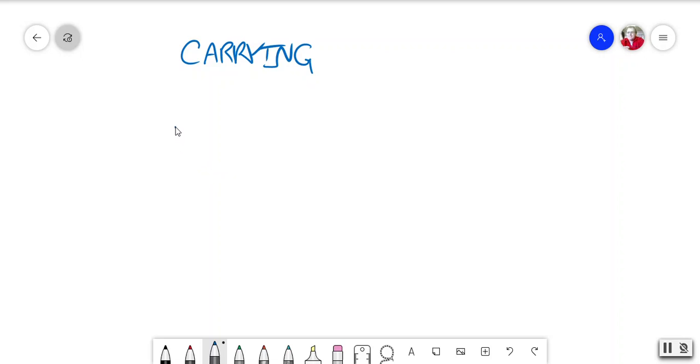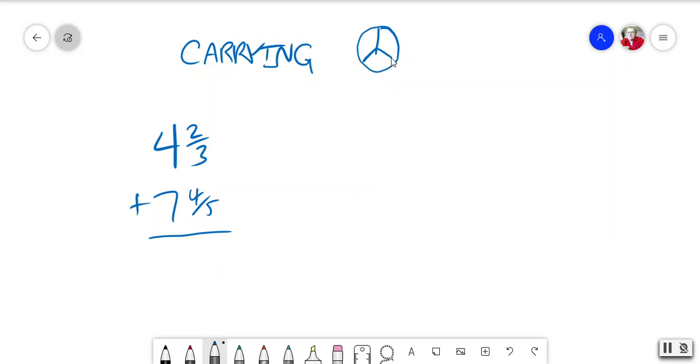So let's say you have 4 2/3 plus 7 4/5. Now, just conceptually, 2/3 and 4/5. That's a pretty crummy looking circle. I can do better than that. Well, it's not much better either, is it? Not perfect, but it'll do. 4/5.